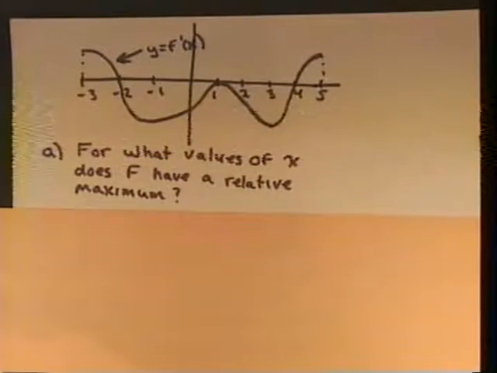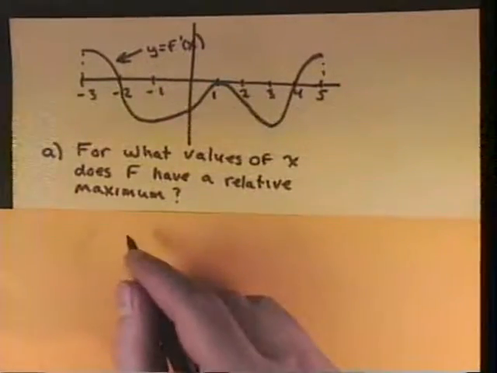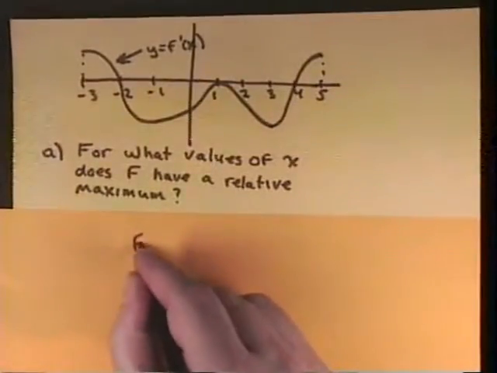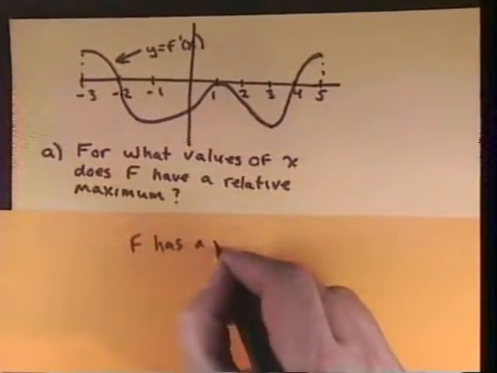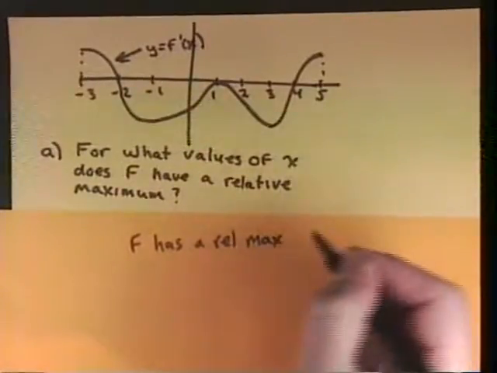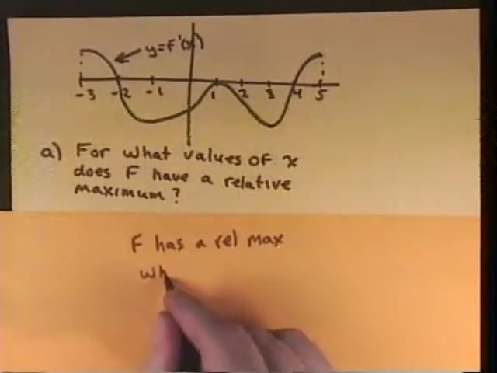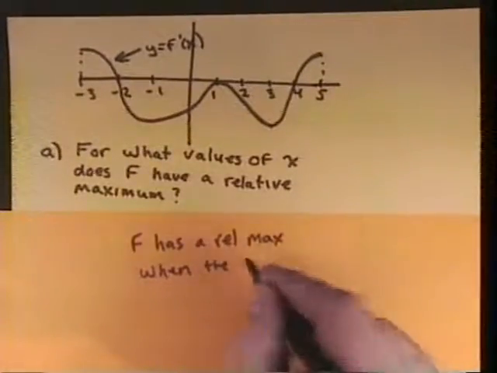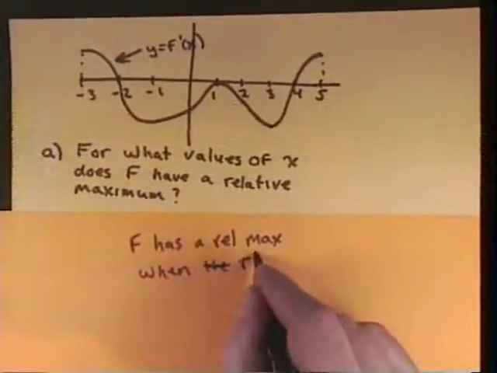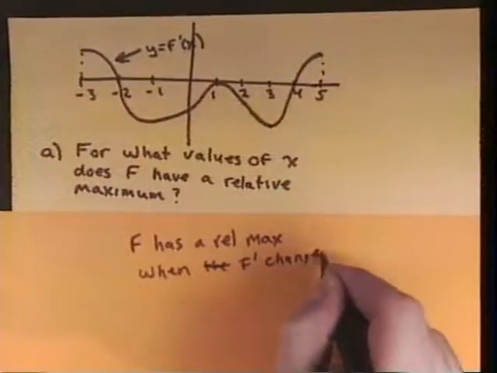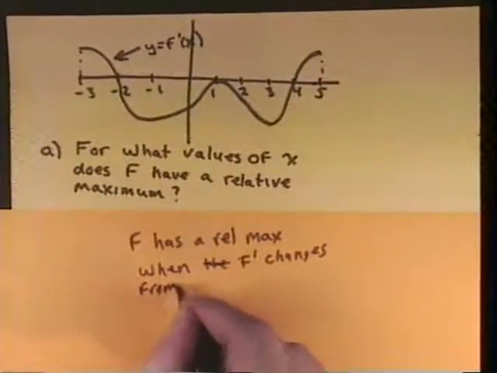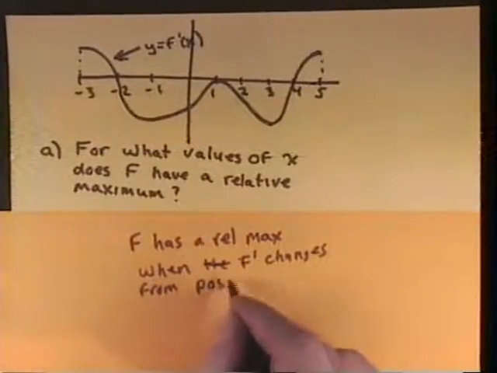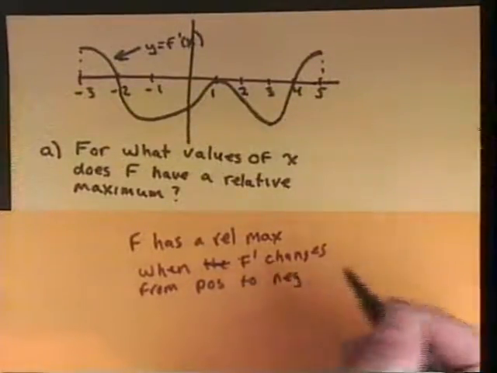I'll write it just like f has a relative maximum when the first derivative changes from positive to negative. That would be in -2. This is the AP exam, so you'd say f has a rel max when the first derivative, or f prime, changes from positive to negative. You could abbreviate from pos to neg or plus to minus. That's fine.